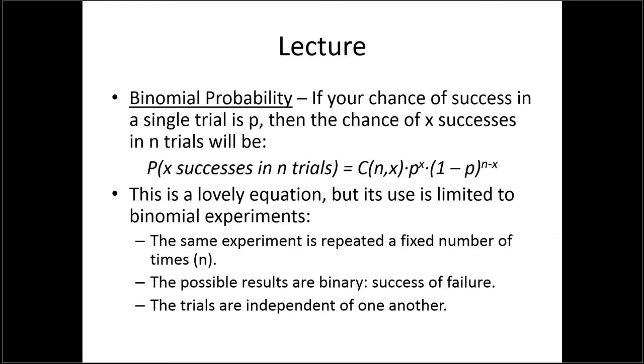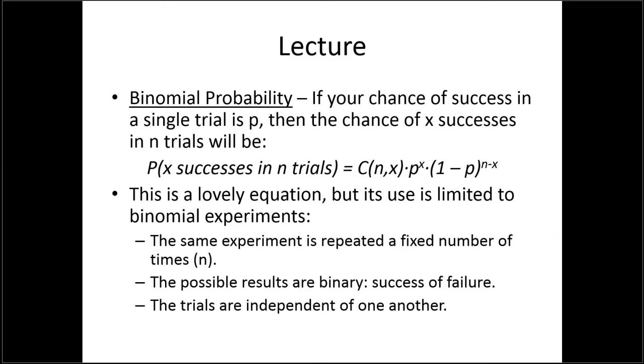If your chance of success in any single trial is lowercase p, then the chance of x successes in n trials will be the combination times the chance in the single trial to the xth power, times the chance's complement to the n minus xth power. It's a really nice, elegant equation, but it is limited to binomial experiments.